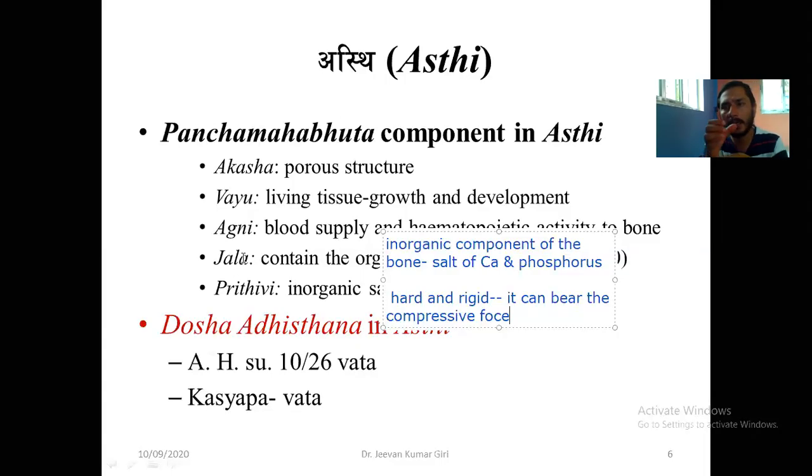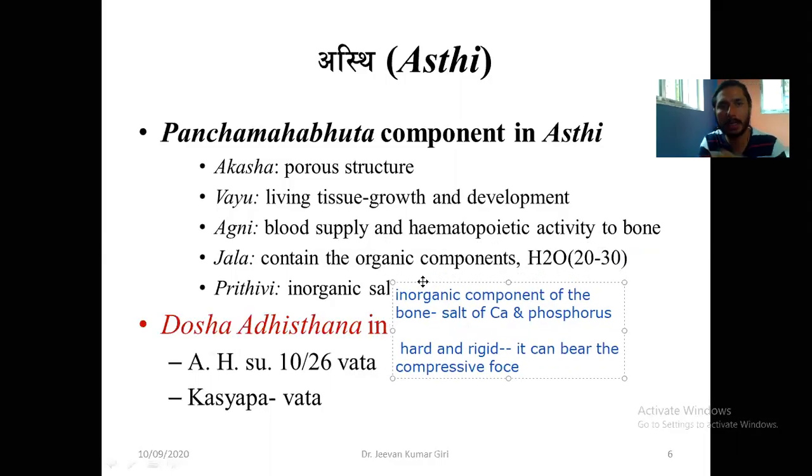Jala. So this is the flexible and resilient nature. That is due to the Jala Mahabhuta, and there is also a water content. Agni Mahabhuta is because of blood content in the bone. Vayu Mahabhuta is because of its power to regenerate, growth and development. So the dominant Mahabhuta is the Vayu only.